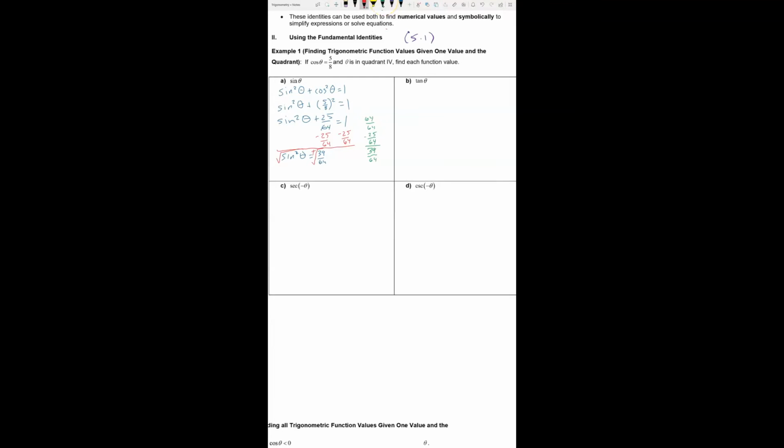When we square root both sides, we mustn't forget the plus or minus. To find the square root of 39 over 64, we simply find the square root of 39 over the square root of 64 to get the square root of 39 over 8. Since theta is in quadrant 4, the sine value will be negative. Therefore, sine of theta equals negative square root of 39 divided by 8.